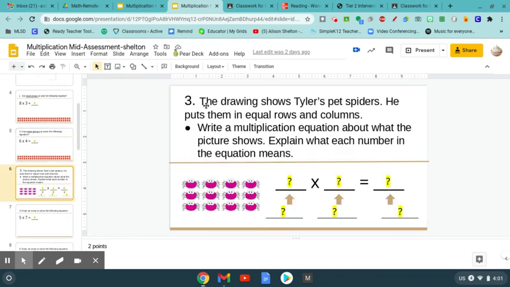On number 3, it says, the drawing shows Tyler's pet spiders. Here are his pet spiders. He puts them in equal rows and columns. Write a multiplication equation about the picture. So you're going to put your equation right up here on the top. Then it says, explain what each number in the equation means. What does this number mean? Is it rows or columns or equal groups? What about this number? Down here, you're going to type what it means.